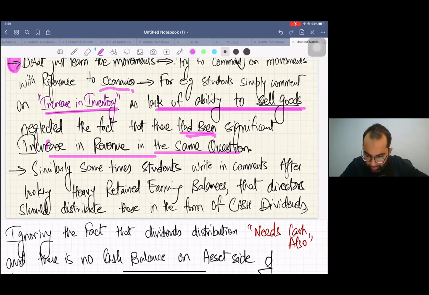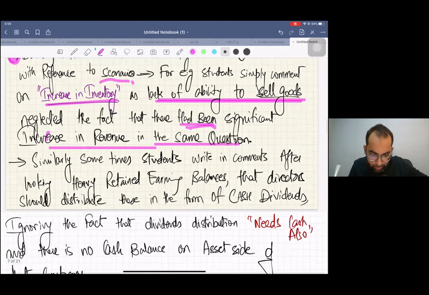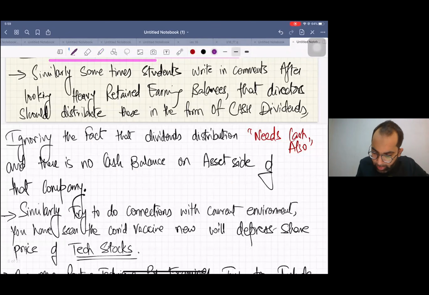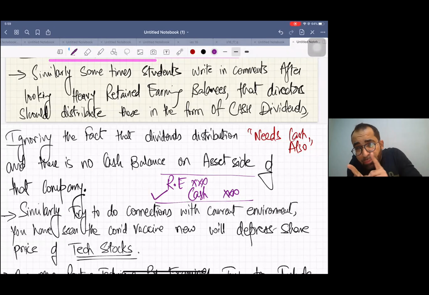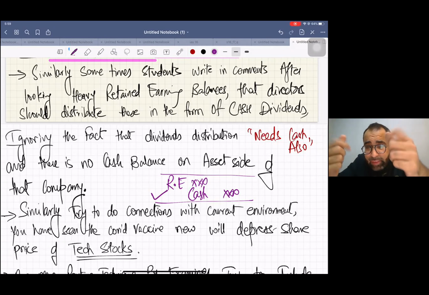Wait. Let me tell you the double entry. Hope you remember the double entry. You are F7 students, you do final accounts as well. For dividend, this is the entry: retained earning debit and cash credit. So you must have both things. You must have retained earning as well as cash.